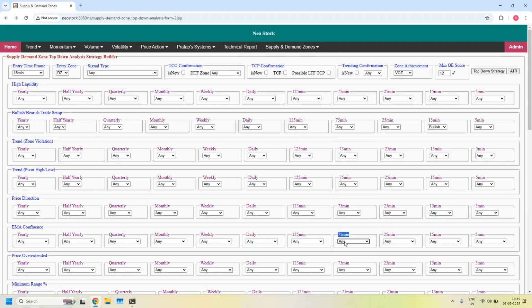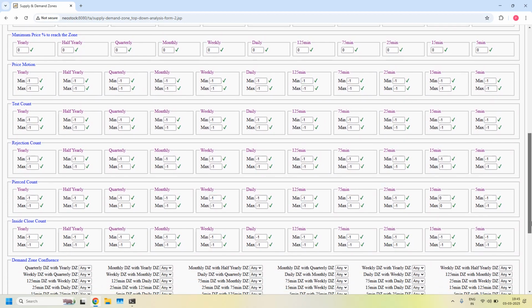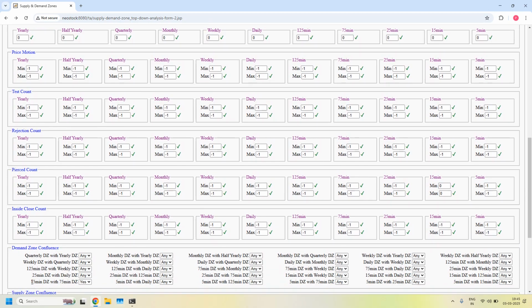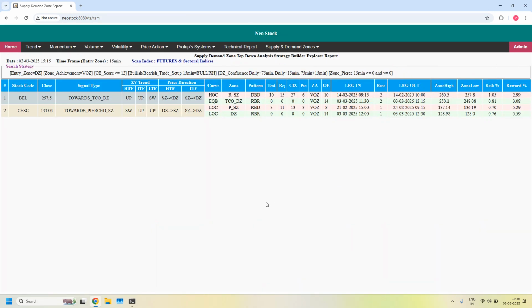Removing the EMA filter. Let's check whether those stocks are having LTF, ITF, HTF demand zone confluence with all the 3. So in the demand zone confluence, the first filter is already enabled: 15 minutes demand zone with 75 minutes demand zone confluence. Second filter, 75 minutes demand zone with daily demand zone confluence. Third filter, 75 minutes demand zone with daily demand zone confluence. With all the three filters, we got both the stocks.